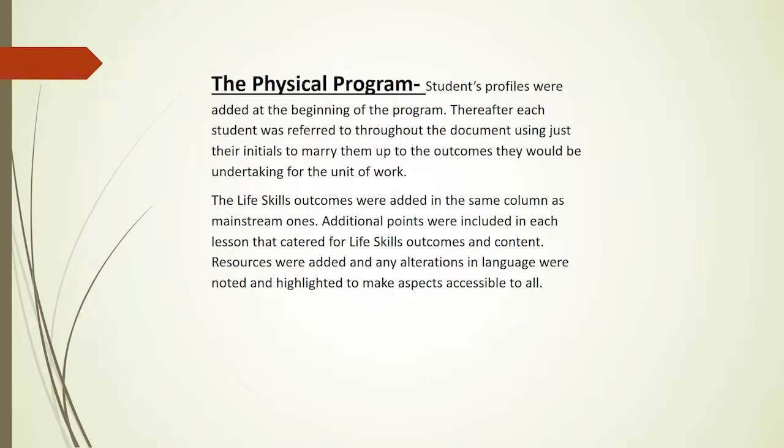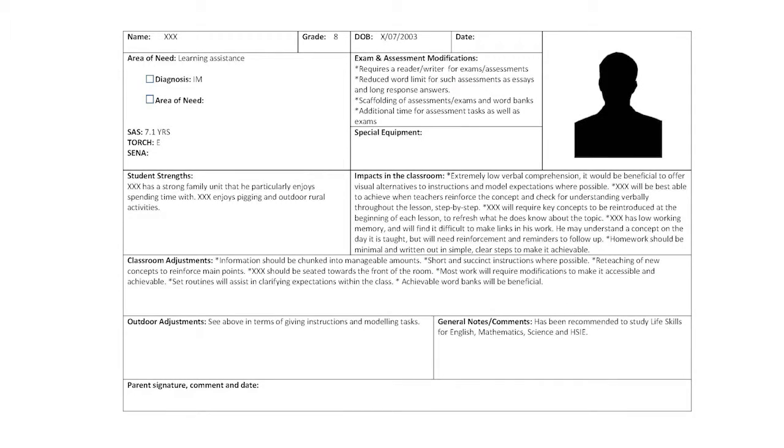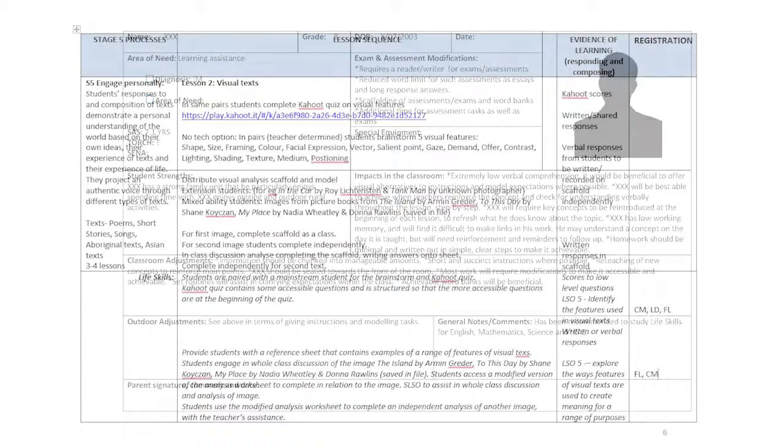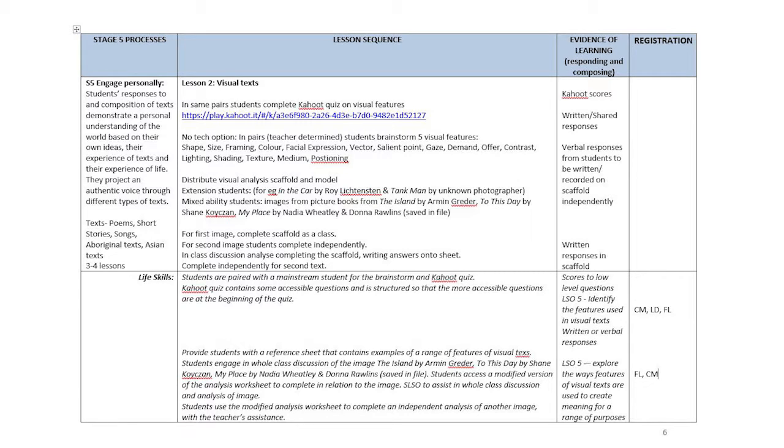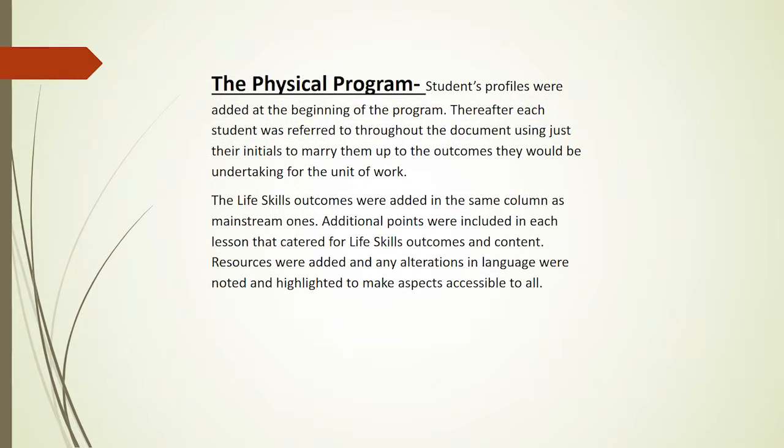The physical program. Students' profiles were added at the beginning of the program. Thereafter, each student was referred to throughout the document using their initials to marry them up to the outcomes they would be undertaking for the unit of work. The life skills outcomes were added in the same column as mainstream ones. Additional points were included in each lesson that catered for life skills outcomes and content. Resources were added and any alterations in language to make aspects accessible to all were noted and highlighted.